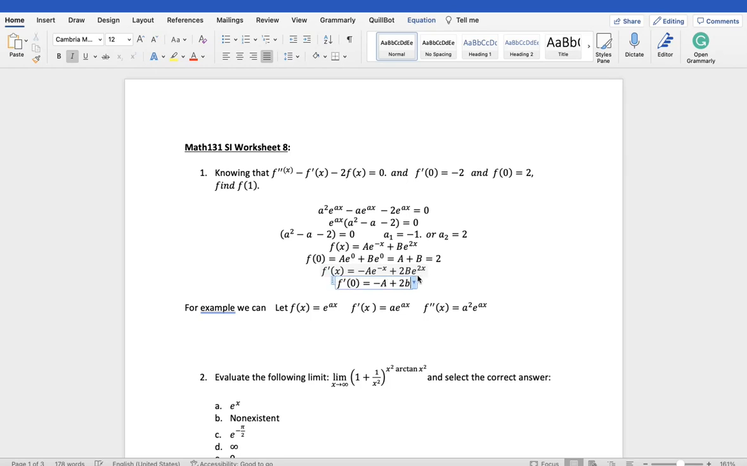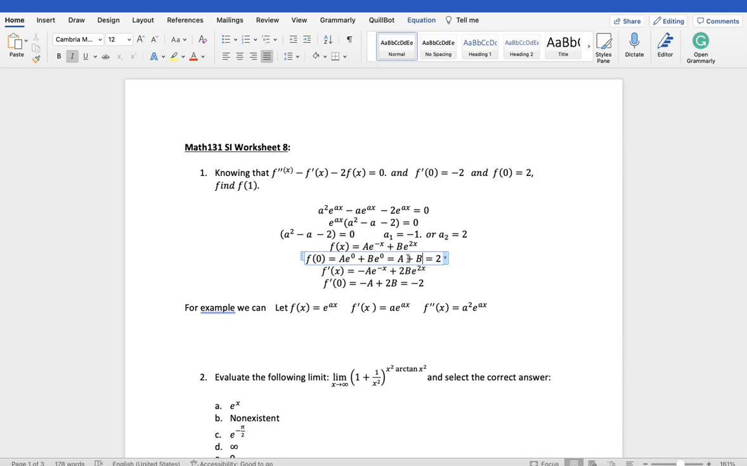Okay, right? 2b. And that is telling you that it's equal to minus 2, right? So now you have two equations with two unknowns. So a and b are the values that you're trying to find.